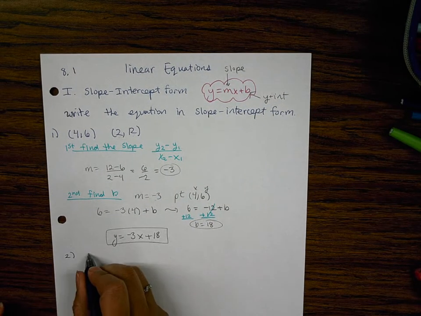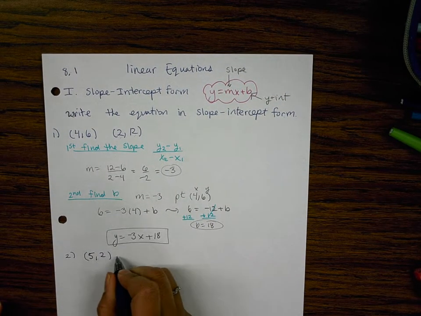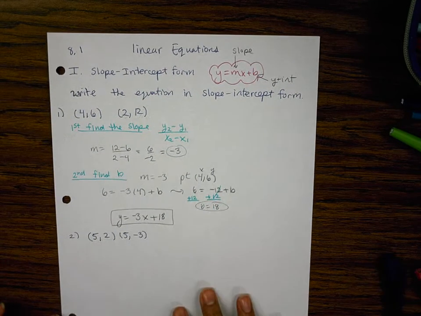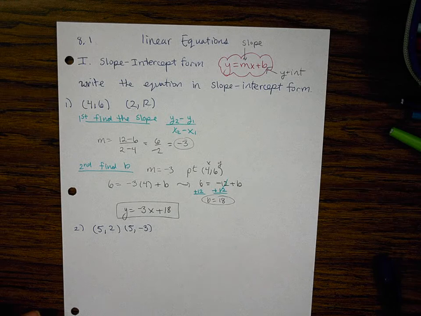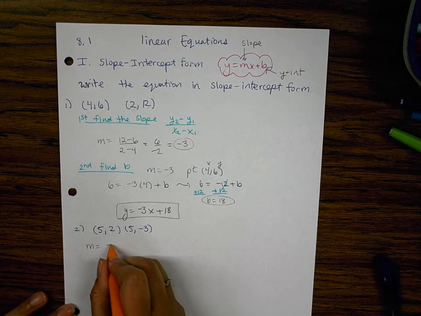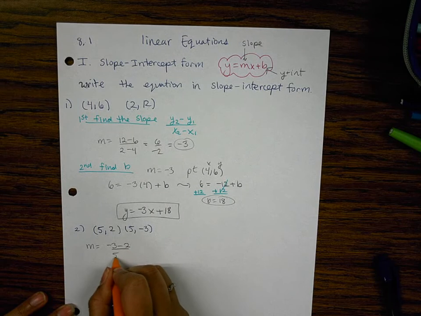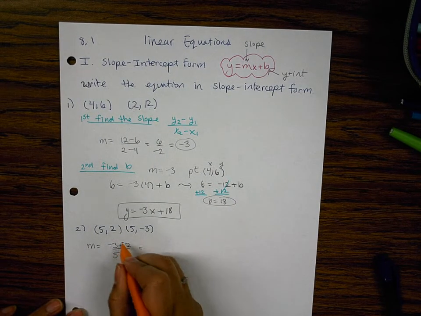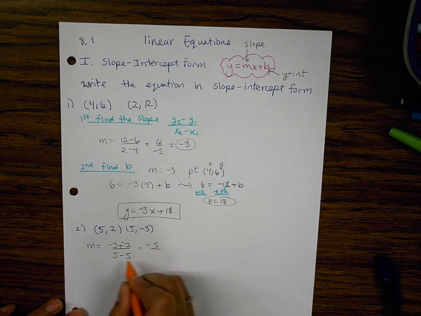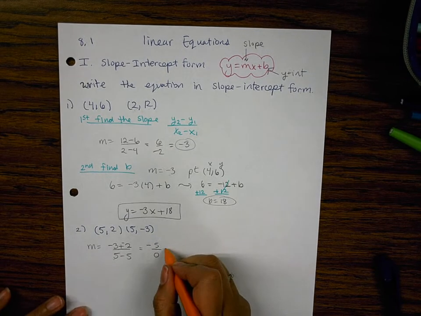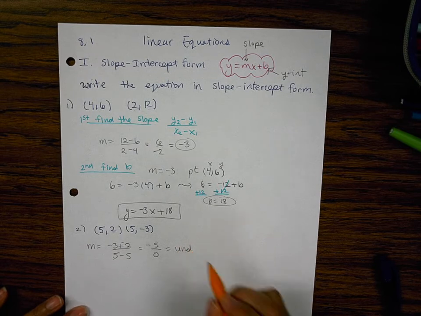Number 2, (5, 2) and (5, negative 3). All right, first thing we do is find the slope. Negative 3 minus 2 over 5 minus 5. Negative 3 minus 2, I add the opposite, that's negative 5. 5 take away 5 is 0. And negative 5 divided by 0 is undefined.